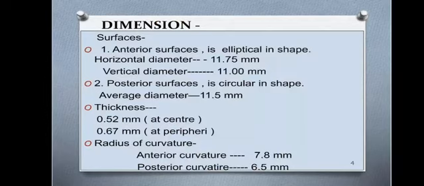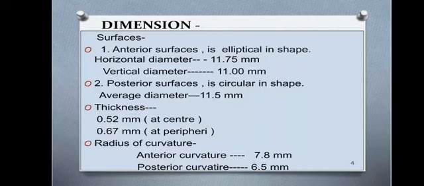The dimensions of the cornea surfaces. The anterior surface, that is elliptical in shape, has a horizontal diameter of 11.75 mm and a vertical diameter of 11 mm. The posterior surface, which is circular in shape, has an average diameter of 11.5 mm. The thickness at the center is 0.52 mm and towards the periphery is 0.67 mm.